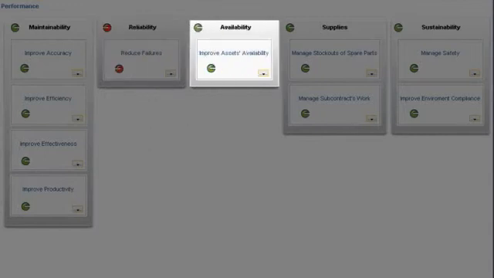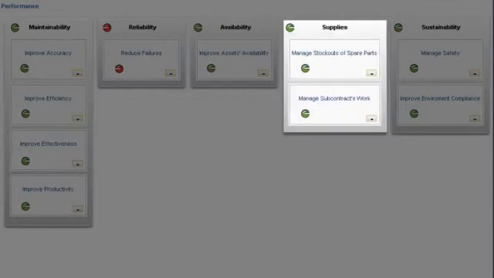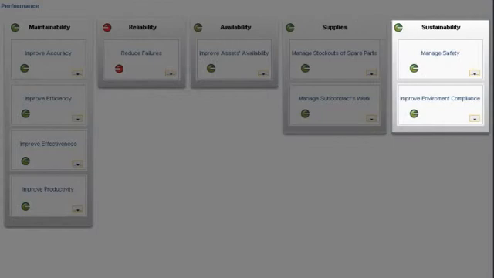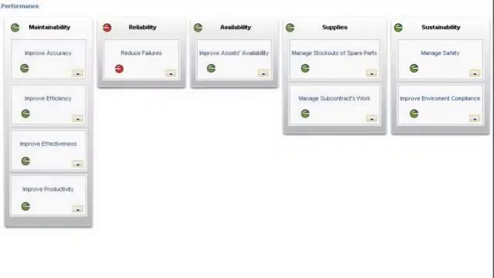Availability helps you optimize asset utilization. Supplies lets you manage stockroom inventory and subcontractors to avoid stockouts and work delays. And sustainability equips you to improve safety and environmental compliance.